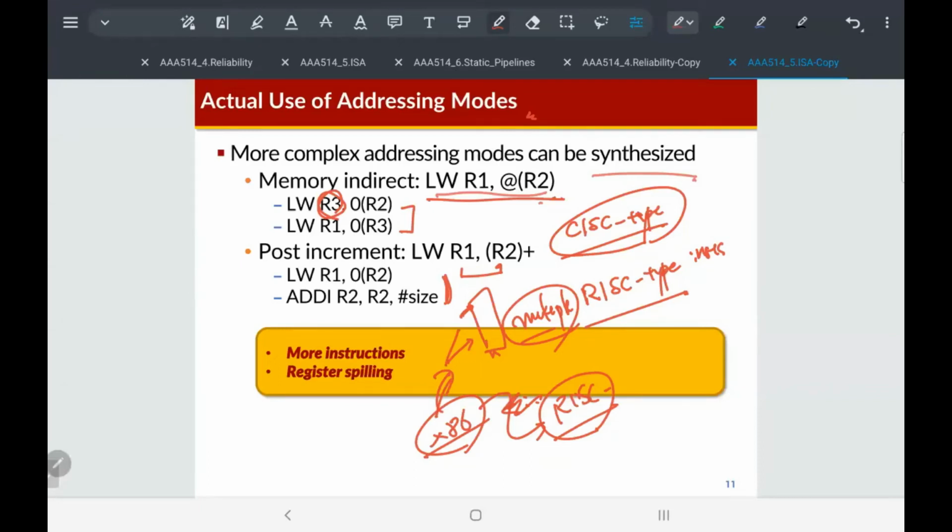And then x86 has the RISC-like microarchitecture, and only simple instructions are executed by this RISC type microarchitecture of x86, because it's good for performance. So we can say that most of the processors are RISC type processors, not CISC type, because of some hardware implementation issues. So, with the RISC type instructions, we need more instructions and then register spilling issues.